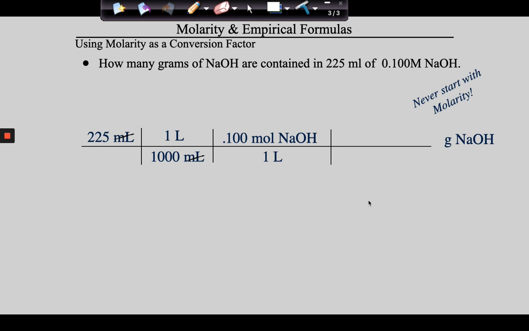Now guys, is it always 0.100 moles? No, but it is the molarity. And then guys, from there it's easy. We just need to go moles to grams, and we can do that all day long. Sodium weighs 23, oxygen 16, hydrogen's 1, add them up, you're out the door. But guys, that's the magic of molarity, is it becomes a conversion between volume and moles when we're dealing with solutions.